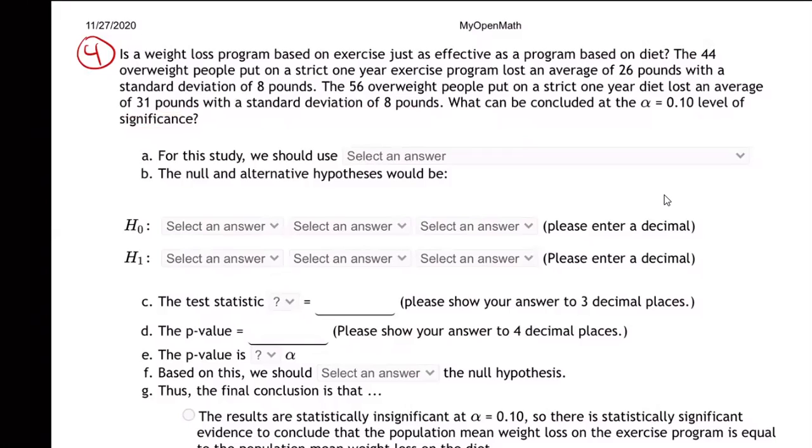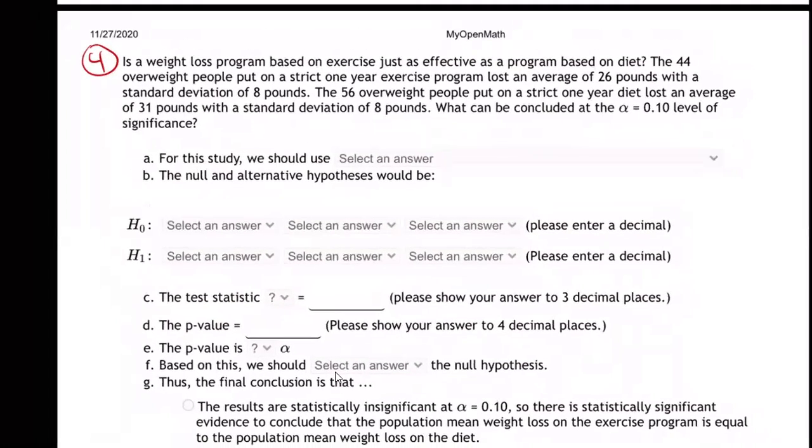Okay. So what is going on with this question? We're trying to compare which one's better, exercise or diet for weight loss, is what we're basically testing here. We're trying to figure this out. So, how are we going to do it? Is it going to be a t-test? What are we going to do here? Let's take a look.